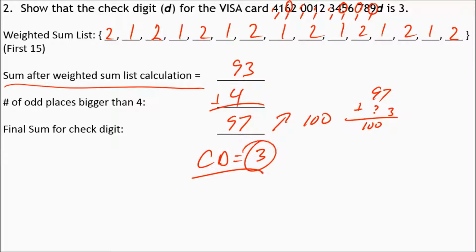Look at these 2 numbers right here. Sure enough, they match, and so we have verified that our check digit is supposed to be 3, like it's asking up there.